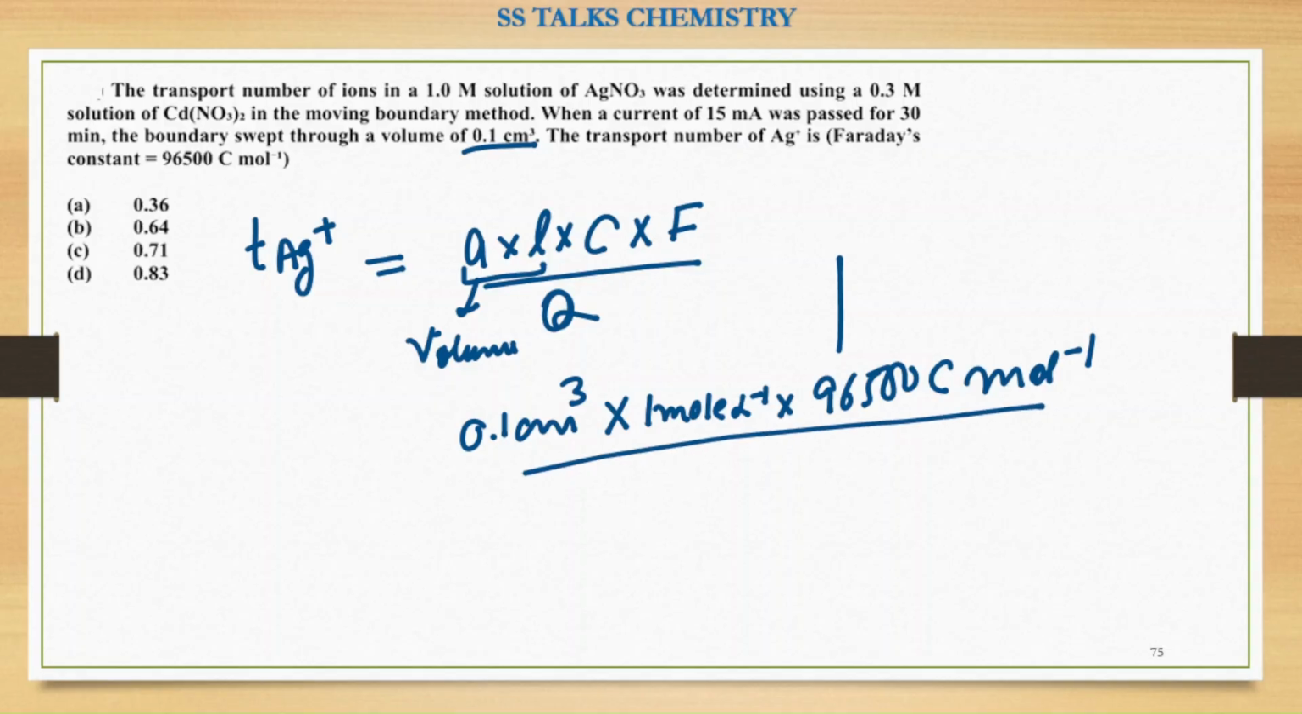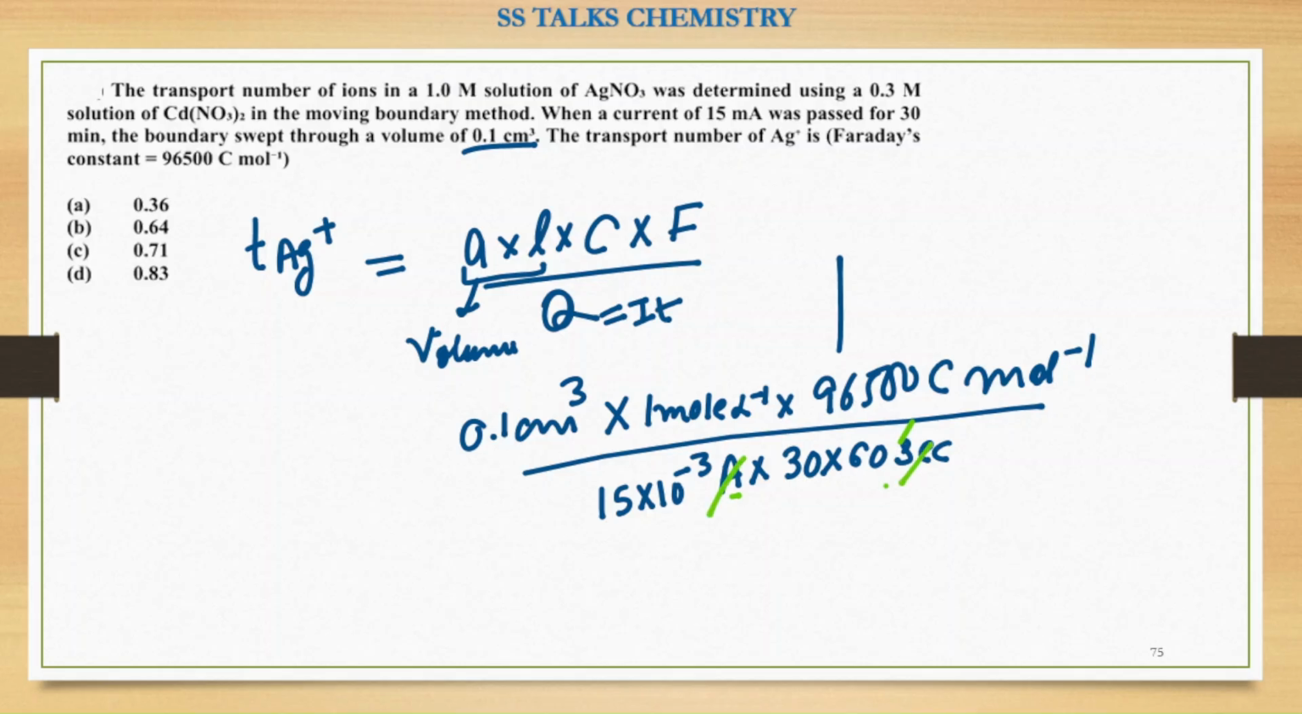And in the denominator it's going to be the Q value, which is equal to the current into the time. So the current value is 15 milliamperes, so 15 into 10 raised to the power of minus 3 amperes, into the time, that is 30 minutes. So 30 minutes you have to convert into seconds. So this value we will be getting. This ampere into the time is going to give you the coulombs.